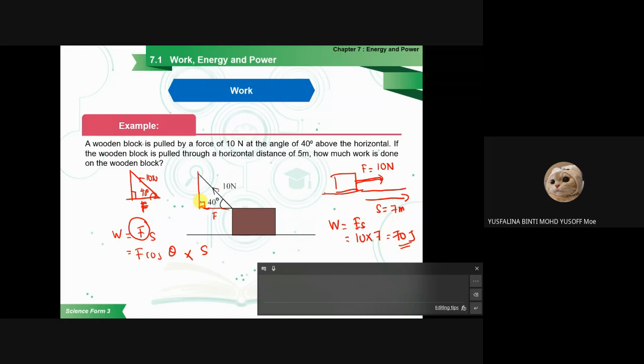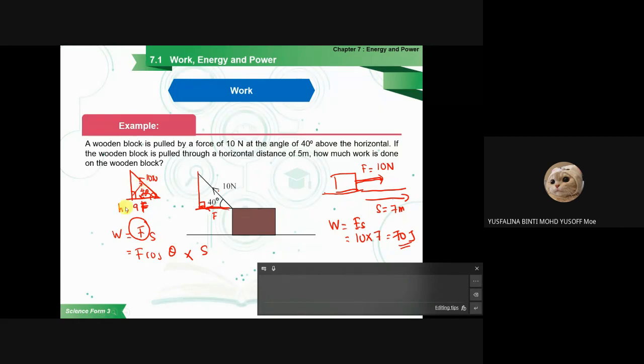But for this one, the F is not in a straight line. So that means you have to find the F here. What is the F here? You already know this is the adjacent, right? And the 90 degrees, this is called the hypotenuse. Okay, so I repeat again. The info that has been given here, this is what we want to find. So F is actually the adjacent, and the 10 Newton is being given, this one is the hypotenuse.